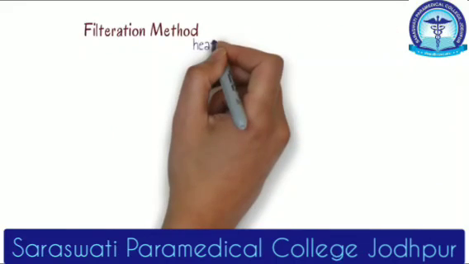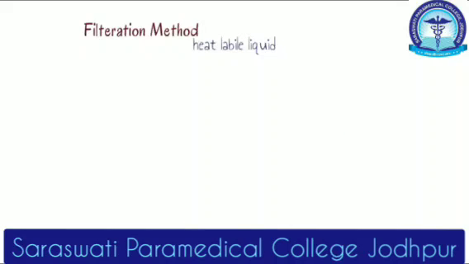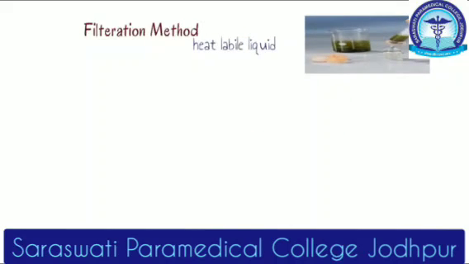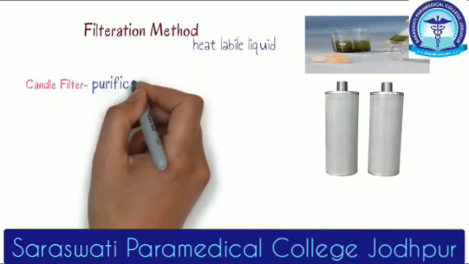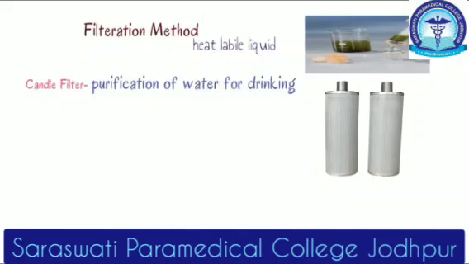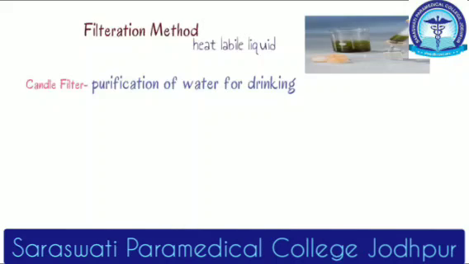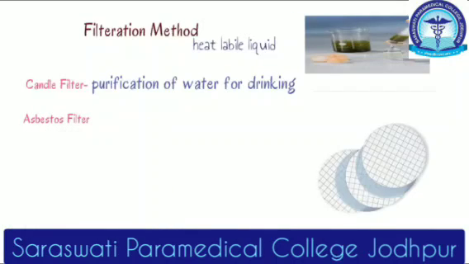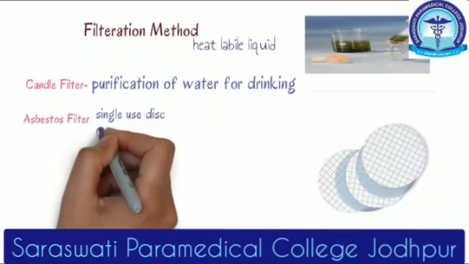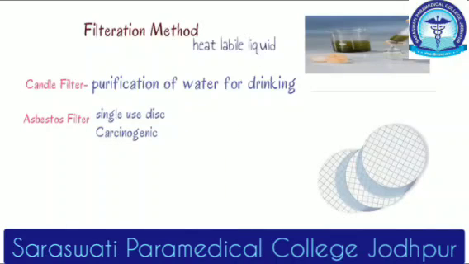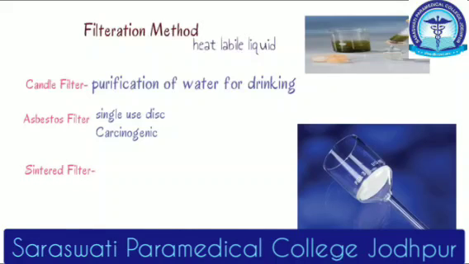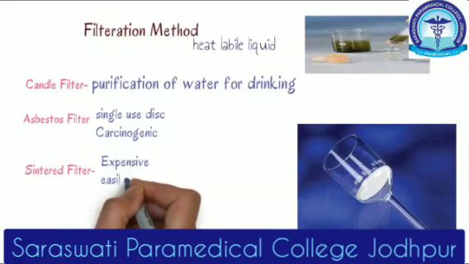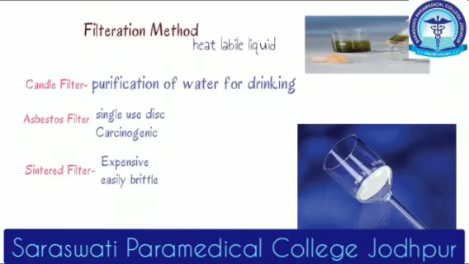Now we talk about the filtration method. It is basically used for liquids which may degenerate at high temperature. So we use this filtration method, in which we have a candle filter, which is mainly used in the water industry for drinking water purification, such as RO. Another is the asbestos filter. It is carcinogenic and a single-use disc, rarely used in the laboratory. Another is the sintered filter. It is easily breakable because it is made of glass, and it is also very expensive.